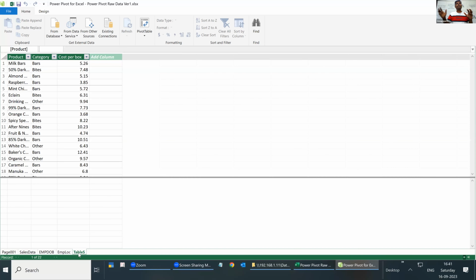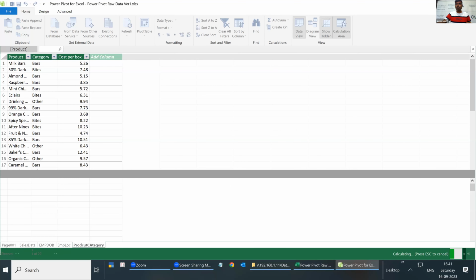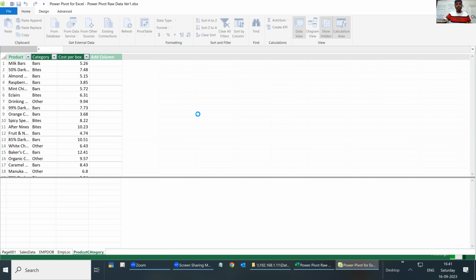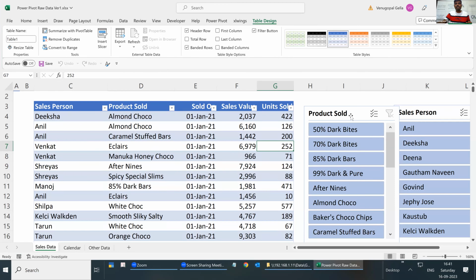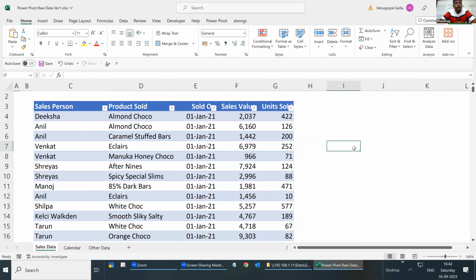So you are combining more than one pivot. So this is product category, right? Okay. Now, okay, so let's take a look. Let me remove these slicers also. Okay, so take a look at this data. All that I have is the salesperson, the product that he's selling, when he sold, the sales value and the units sold. This is the only data I have.